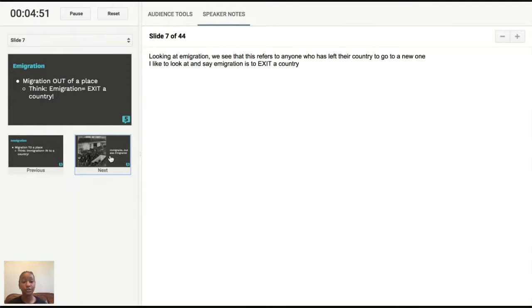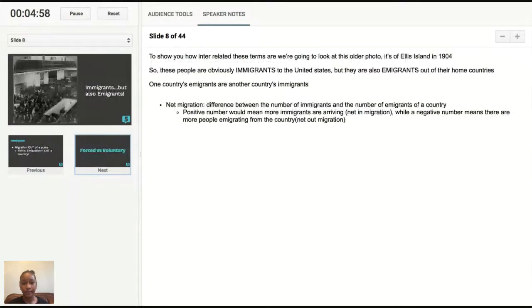Okay, so I just want to show you how related they are. I'm going to show you this picture. It's a photo of Ellis Island. It's in 1904, if I remember correctly. But we see all these immigrants coming into the United States. And yes, while they are immigrants to the United States, they're also emigrants out of their home country. So it's like one country's emigrants, the people that have left, are another country's immigrants that are coming in. They're kind of related like that.